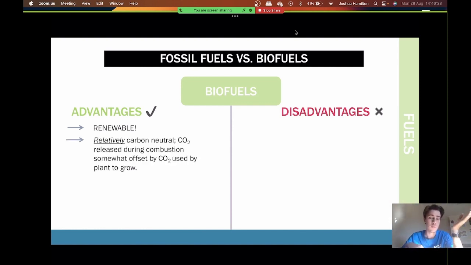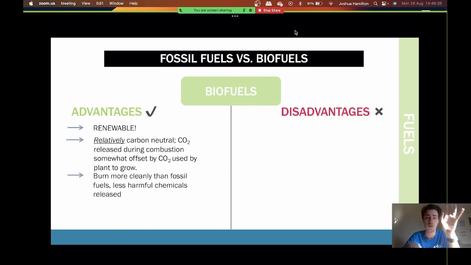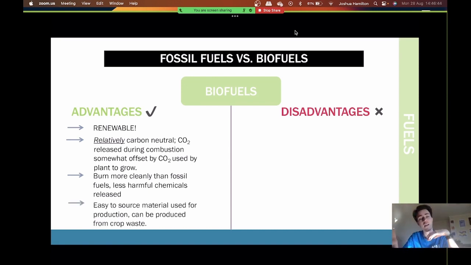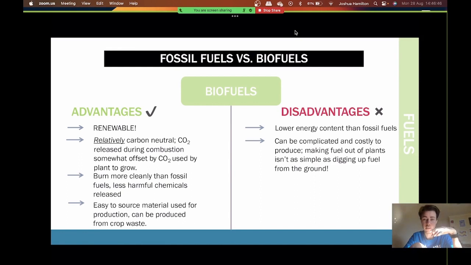advantages, they're renewable, they're relatively carbon neutral, so the CO2 released during combustion is somewhat offset by the CO2 taken up by the plant to grow, and they burn more cleanly than fossil fuels, so you get less of those harmful sulfurs and those toxins that we talked about in the last slide. And then if you look on the other side, our disadvantages, again, think of some common sense things here.